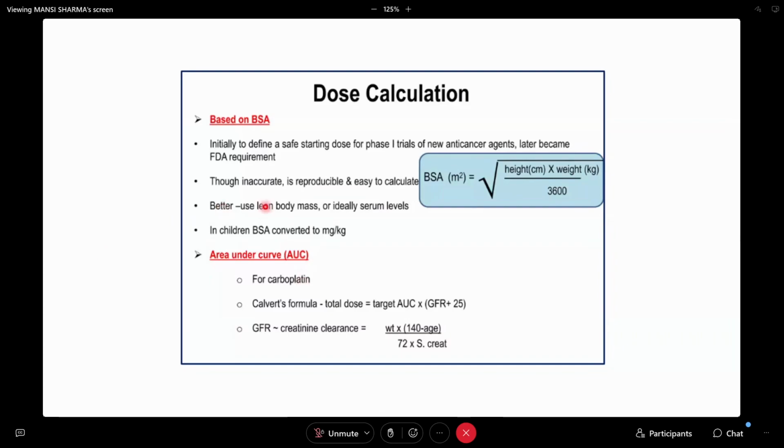And in children, mostly we give in mg per kg. Children usually tolerate higher doses of chemotherapy quite better than adults because of their metabolism. So we give higher doses. What we use for carboplatin is something called area under the curve, where we use Calvert's formula. I think everybody should know this formula. And for my residents in medical oncology, I prefer that they learn how to do this on their own and not use online calculators. It's very, very important, and it forms a very important chunk of what we do every day in the clinics.